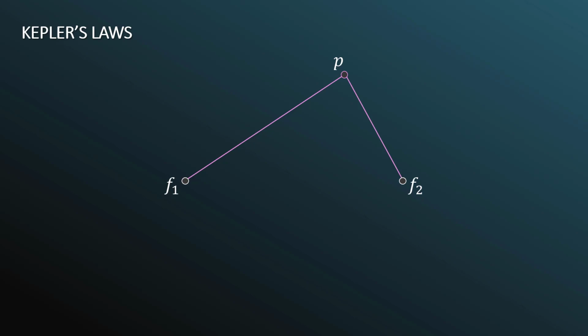Now the question is, are there any other points like this? Meaning that, are there any other points that I could put on this slide where if I add the 2 distances together, they will produce the same value that adding the 2 pink lines together produces?